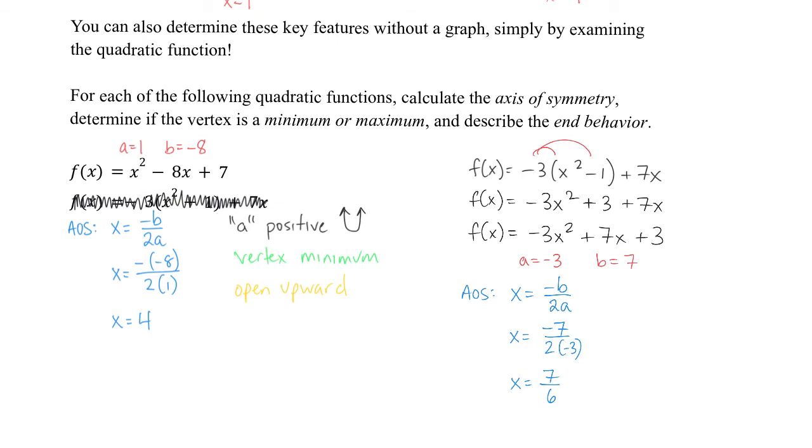Now in this case, my a is negative, -3. When a is negative, my parabola opens downwards. So what does that tell us? That tells us that my vertex is at the top now, so it's a maximum. And my end behavior is that this opens downwards. So I can get all this information just from the equation without even looking at a graph.